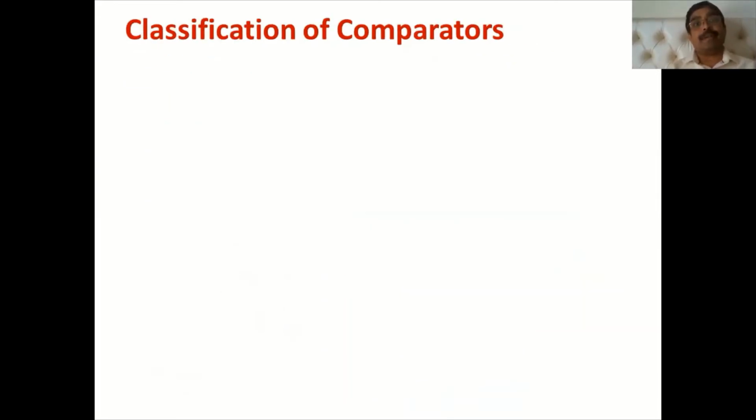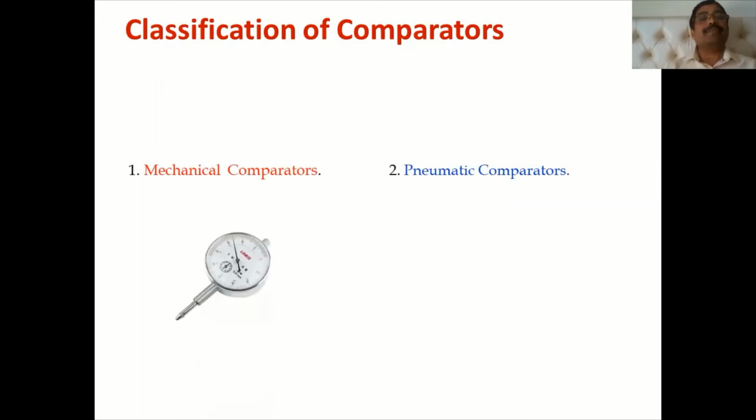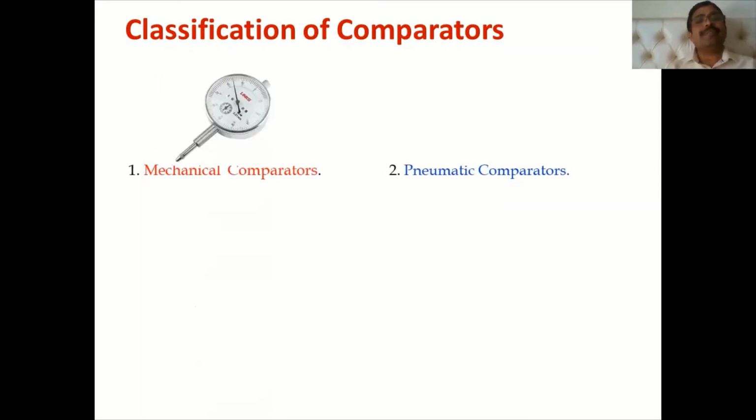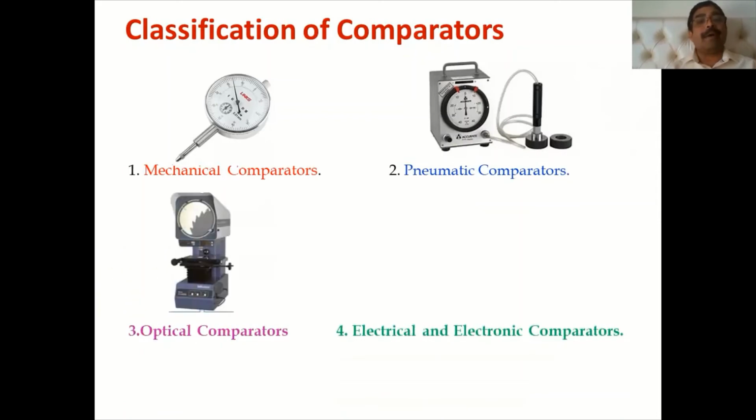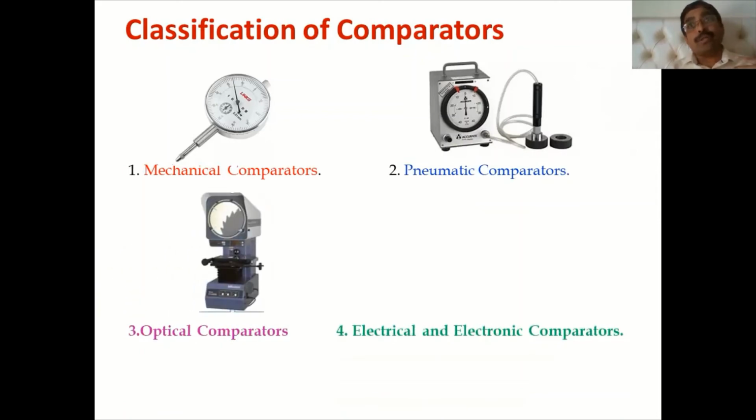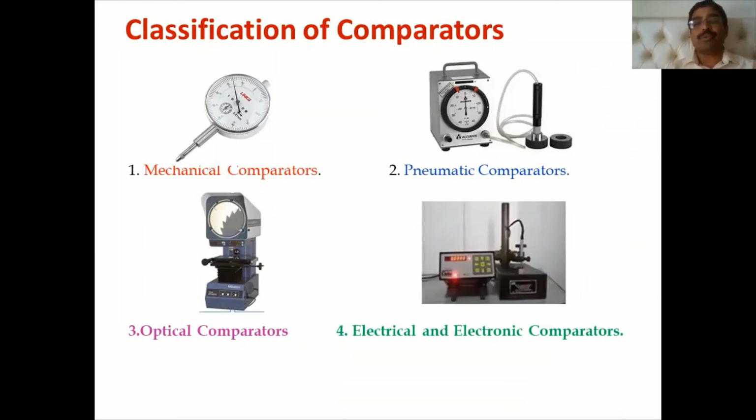Classification of the comparator. There are actually a number of comparators. We'll discuss the mechanical comparator first. I've shown just one example there, a dial gauge. In the mechanical there are also 4 types of comparators we are using. We'll discuss later on. Then the pneumatic comparators. So I have just shown the diagram of that. Then optical comparator. Profile projector is also an example of an optical comparator. Electrical and electronics comparator. This I have also shown here.